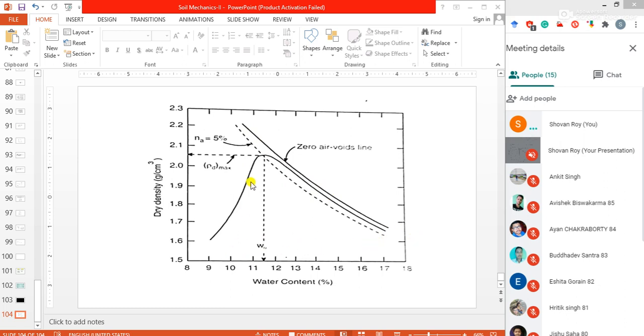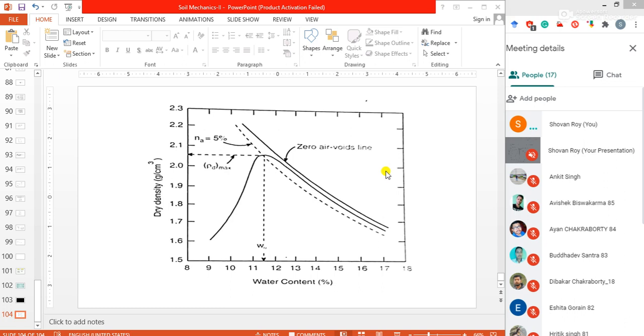Along with your water content dry density plot, you can see another line. The name is written here: the zero air voids line. Okay, what is the zero air voids line? Normally, as per definition, a line which shows the water content dry density relation for the compacted soil containing a constant percentage of air voids is known as an air voids line.